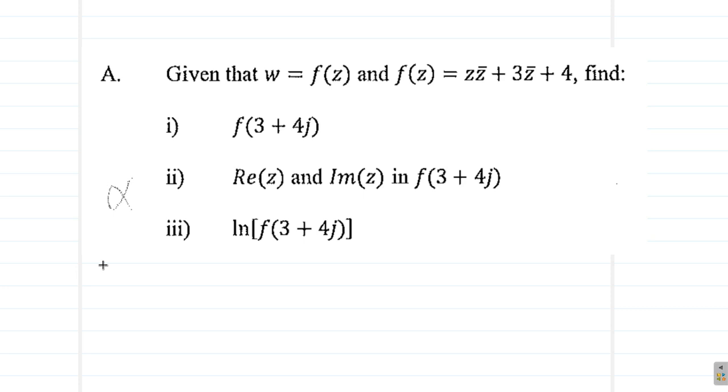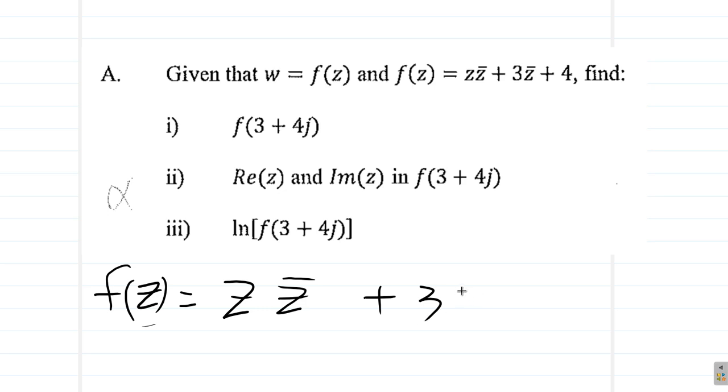Remember, as usual, you must write down the question and then pause the video, write the question down, and then ensure that you make a genuine attempt at it. Alright? Now, remember, f of z is equal to z bar plus 3 z bar plus 4, where z bar is the conjugate.